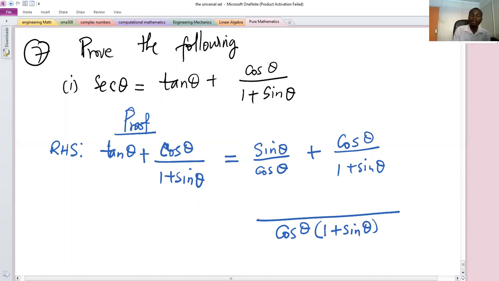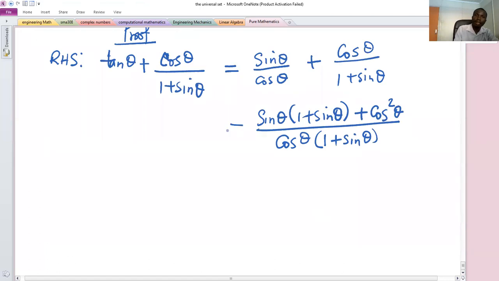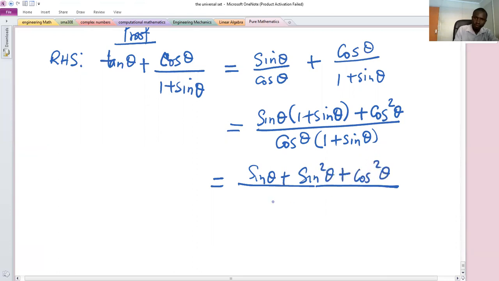And then cos theta divides LCM 1 plus sine theta times. So I'll have sine theta into 1 plus sine theta plus this divides LCM cos theta times. So I'll have cos theta times cos theta is cos squared theta, which is the same as open brackets here to get sine theta plus sine squared theta plus cos squared theta. You don't have to open this. Let's just let the denominator be cos theta into 1 plus sine theta.